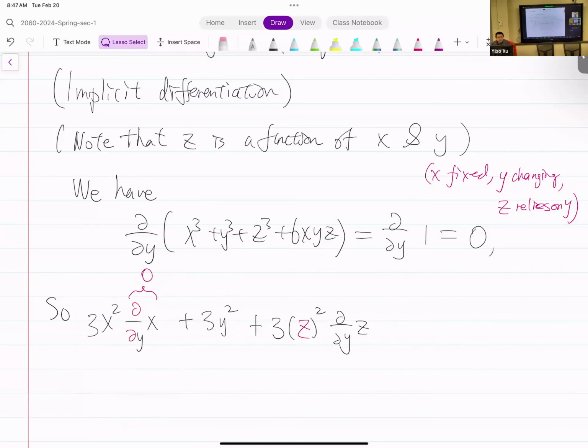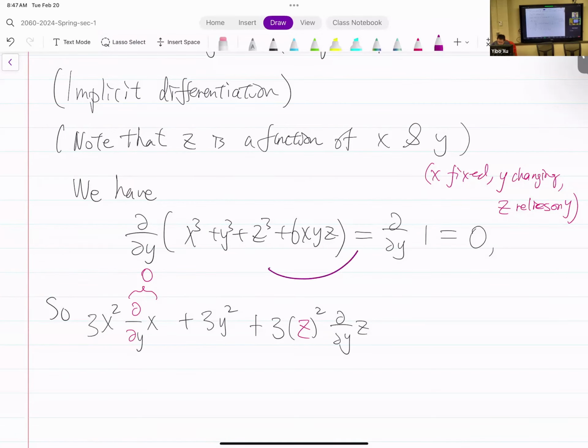So that's good. And you can see, if everything is good up to now, we handled three terms, right? We have the x cubed, y cubed, z cubed. X cubed is fixed as a constant. Y is just purely y, so that's good. Z cubed is a composition, so we need to play with that.